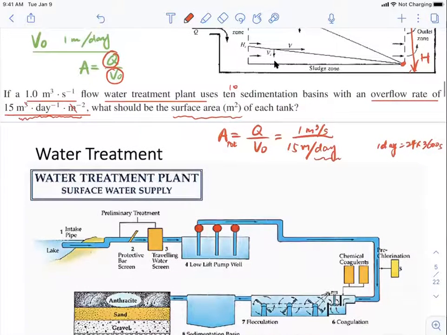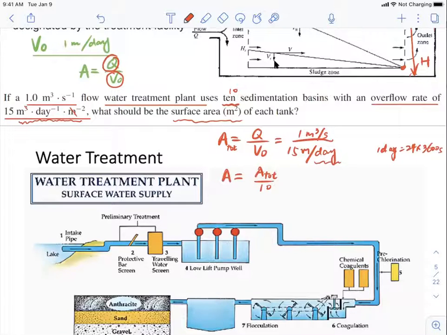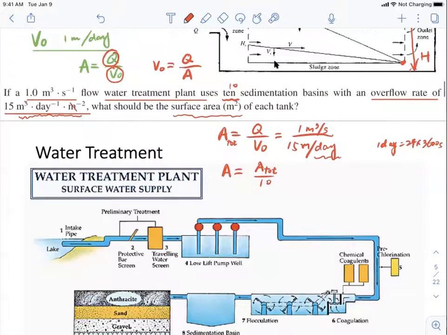Then you can calculate the total area for the sedimentation basin. Since it's designing 10 of them, the area for each tank is just the total divided by 10. So this is going to be the solution for this problem. We should use this simple relationship where the area is equal to the flow rate divided by the overflow rate, or the overflow rate is equal to the flow rate of water divided by the area of the sedimentation basin. This is the general concept for designing this device.